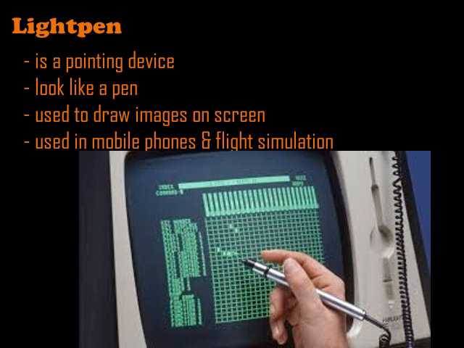Understand how it is pointing? It senses the light coming from the screen. Then it generates electric pulses. From that, computer knows the point where the device is pointing. Understand?